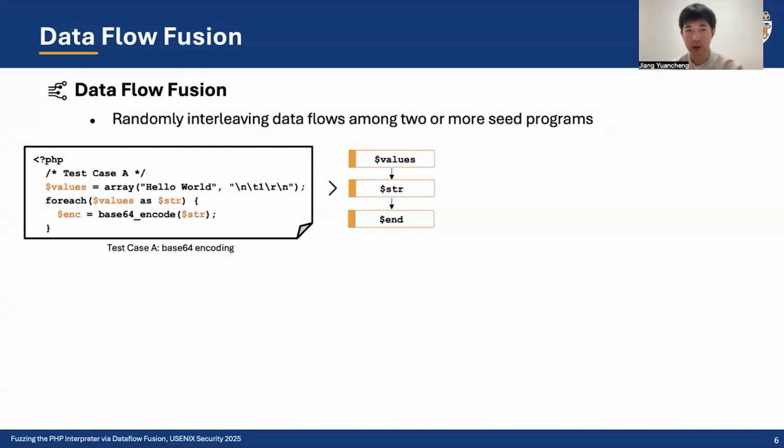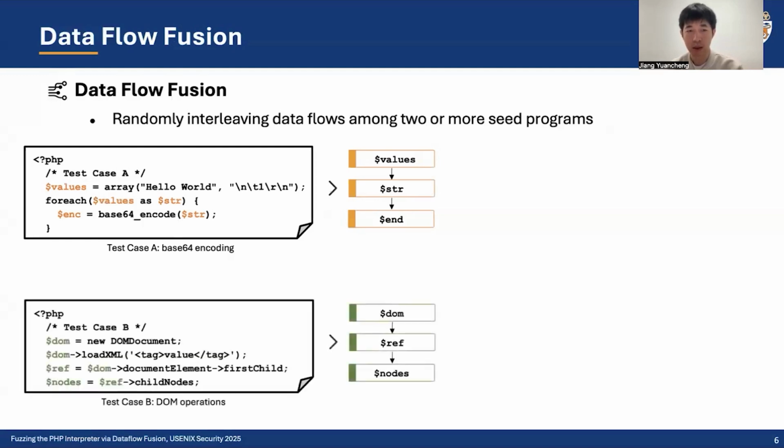Let's take a concrete example to show how we do data flow fusion given two PHP programs. Here is one PHP program that has the code semantics of base64 encoding, and we extract three variables and list their data flows. And this is another PHP program, and we do similar things.